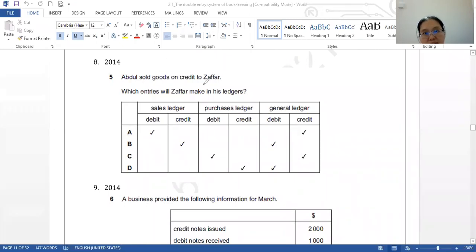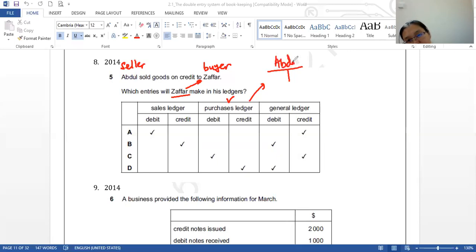Abdul sold goods on credit to Zafar. Which entry did Zafar make in his ledger? Abdul is the seller. Zafar is the buyer. From the buyer's point of view, it will relate to the purchaser's ledger. Purchaser's ledger will have the Abdul account.